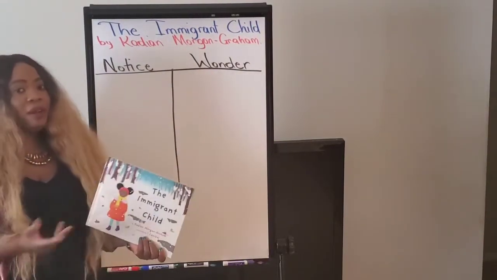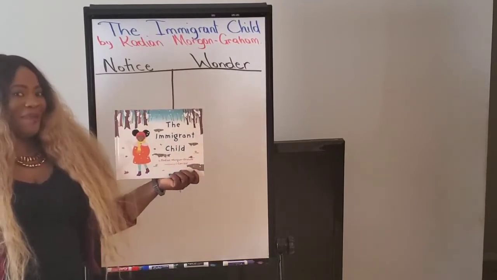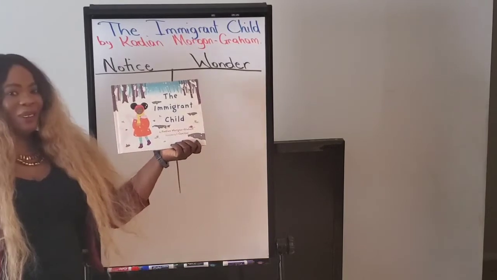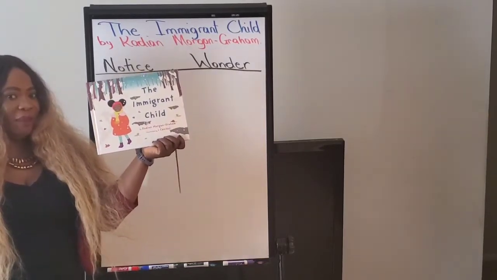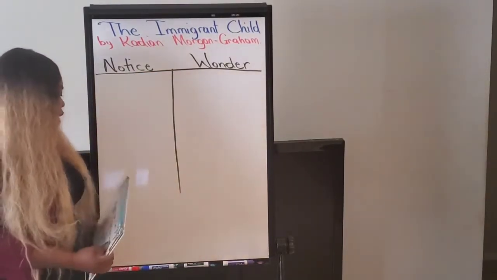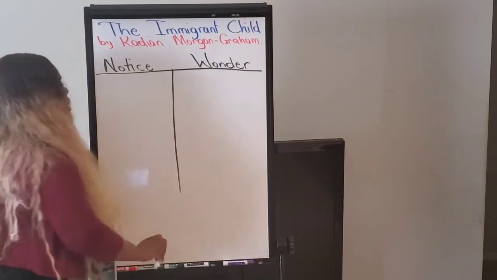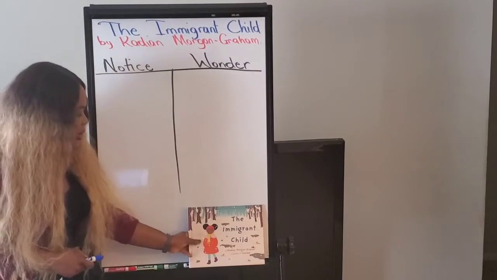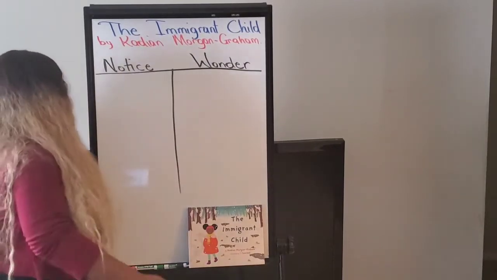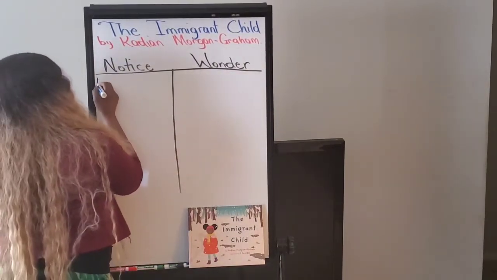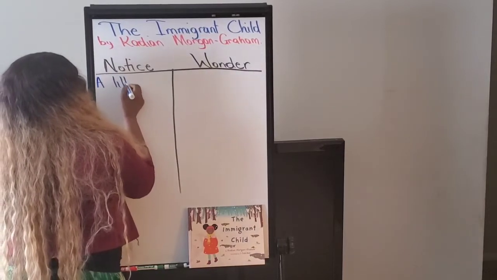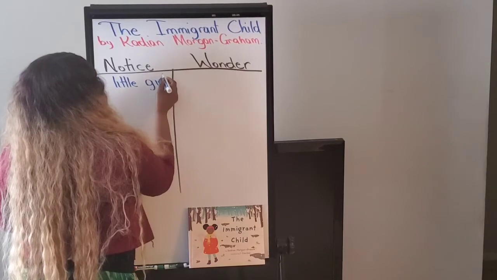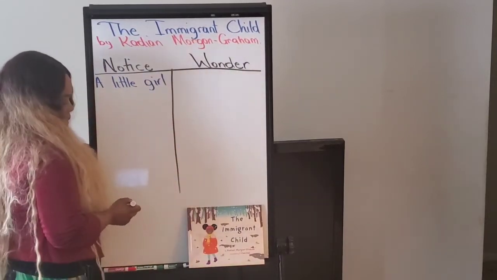All right? And which better book to use than mine, right, guys? So it's called The Immigrant Child. So look at it again. You're looking? Now, what are the things that you notice about this book? So possibly you could tell me, okay, Dan, let me put it right here. Okay, Dan, I noticed a little girl. All right, so you could tell me that you see a little girl there.